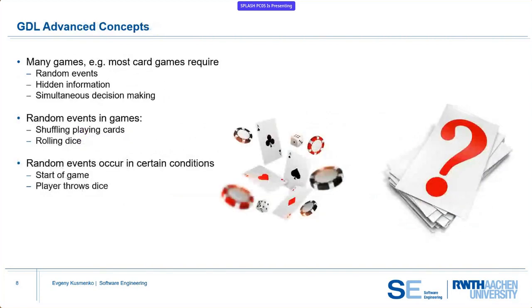There are some advanced concepts which we introduced, which are important, for example, for card games, such as random events. Sometimes we want to draw cards, for example, or we want to roll dice. So we want to introduce some specific notation which allows us to do this. There are concepts like hidden information. For example, if I don't know which kinds of cards my opponent has on his or her hand, and we have this simultaneous decision making. So these things we have also incorporated in our language.